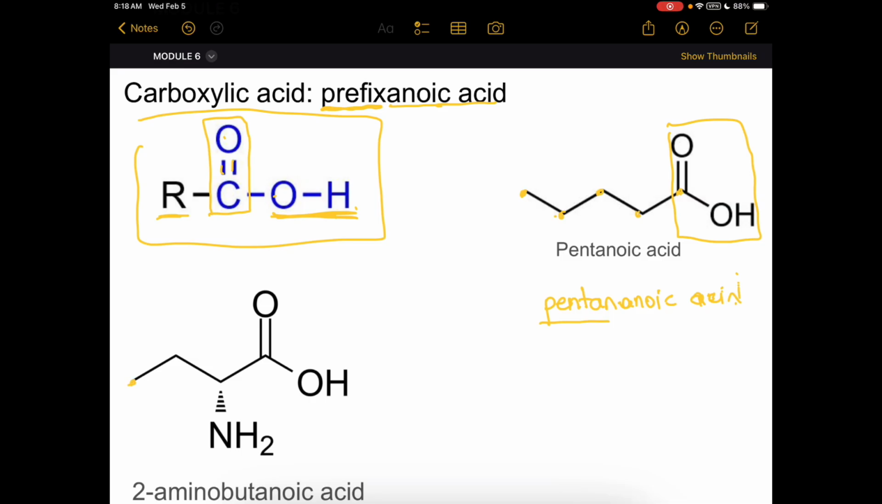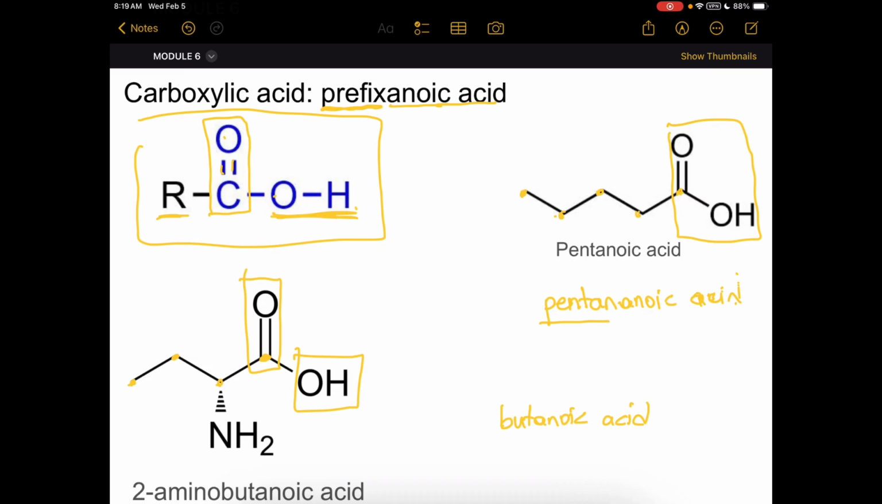Okay? Okay, let's name this guy. Let's see how many carbons are there. 1, 2, 3, 4 carbons. 4 carbons makes it butanoic acid. I'm sorry. Okay, how do I know it's acid? I have my carbonyl carbon and I have my OH together attached to the carbon. Okay, so it's butanoic acid.